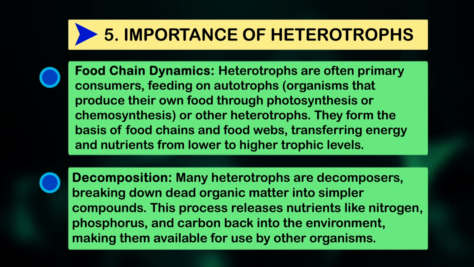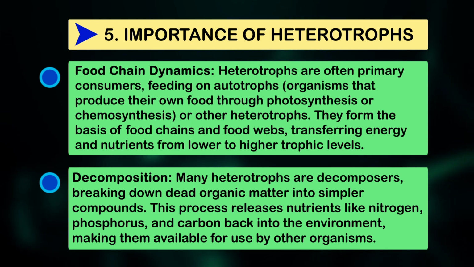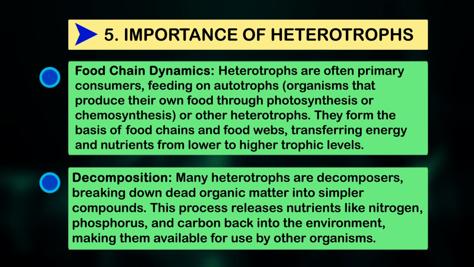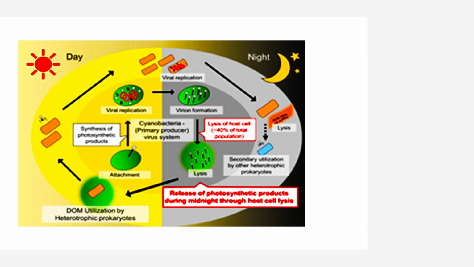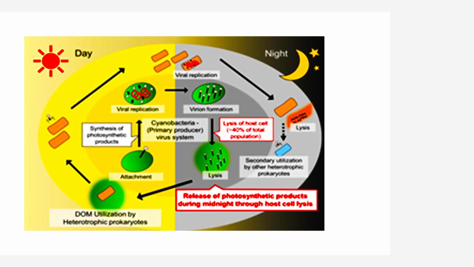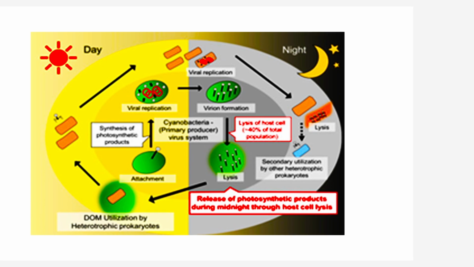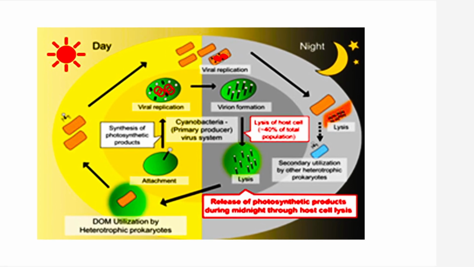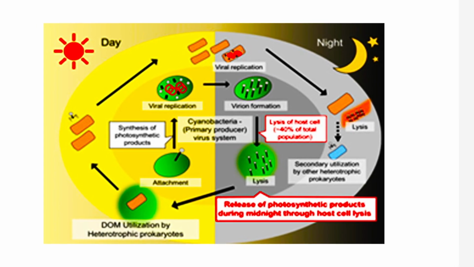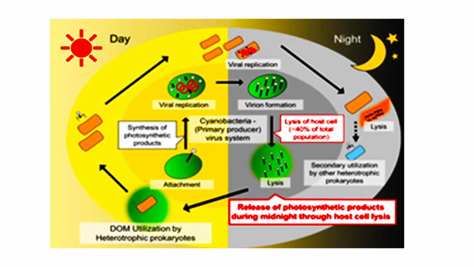Second importance is decomposition. All the saprophytes and detritivores mostly belong to the category of decomposers. They break down dead organic matter into simpler compounds. This process releases nutrients like nitrogen, phosphorus and carbon back into the environment, making them available for use by other organisms present in the ecosystem.